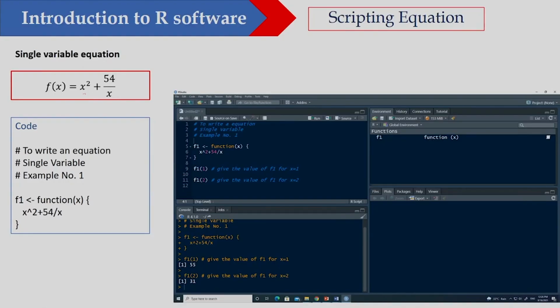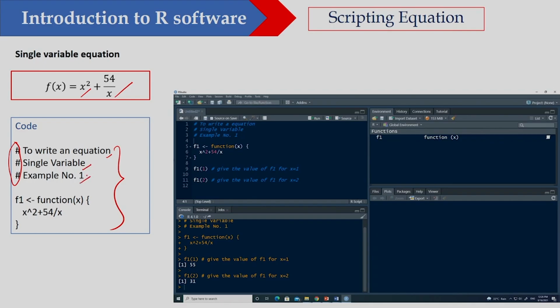I would like to write this equation: f(x) equal to x square plus 54 by x. This is the code I have given. The first 3 lines are comment lines, so they will not be executed. This particular example is to write an equation, a single variable function, and this is example 1.